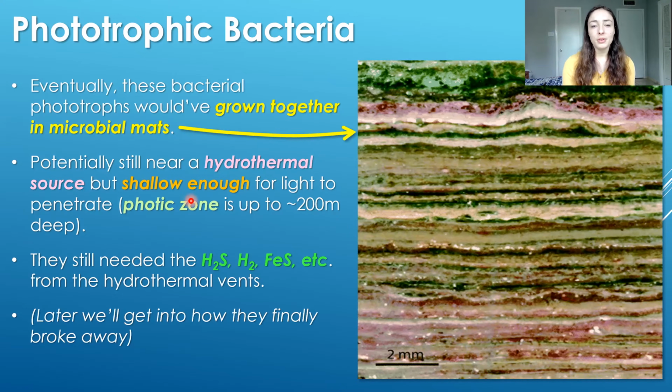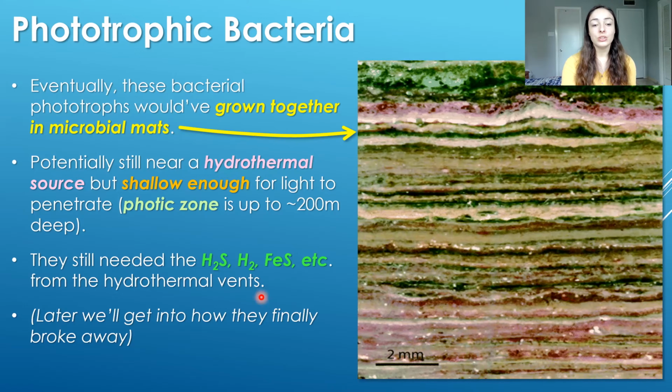Now, remember that the photozone, how deep light penetrates in the ocean, goes to around 200 meters in depth in the modern ocean, and likely was similar in the early ocean, maybe even more, I don't know, but it goes pretty deep. So you could have had a hydrothermal area that also received light pretty easily. So this is where they likely would have been.